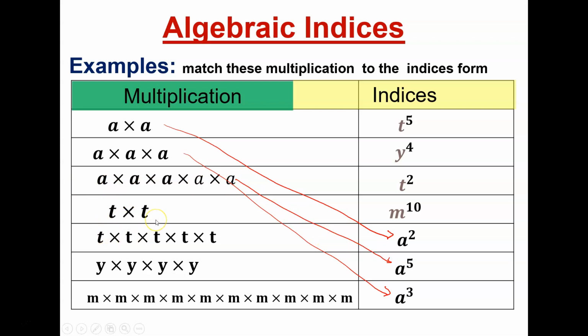How many t's do we have? We just have 2 t's. You see, it goes with that one. How many t's do we have? 5. So it goes with this one. How many y's do we have? Just 1 y. So y to the 4 goes with that one. And finally we have 10 m's, and that goes with that one. This is what you're supposed to get when you match them. I think you got something similar to this.